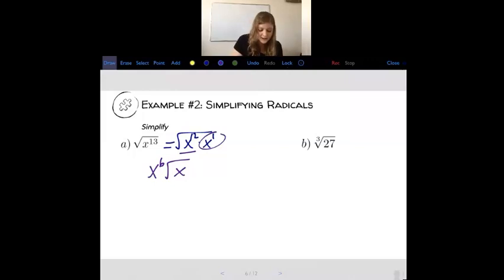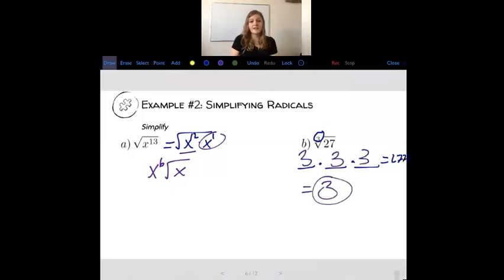And the last one we'll talk about is when our index is not 2. So here our index is 3, so we would be looking for a number times itself 3 times to get to whatever's inside of the radical. In this case, it's 27. So our answer here is 3, not because of the index, but because 3 times 3 times 3 is 27.